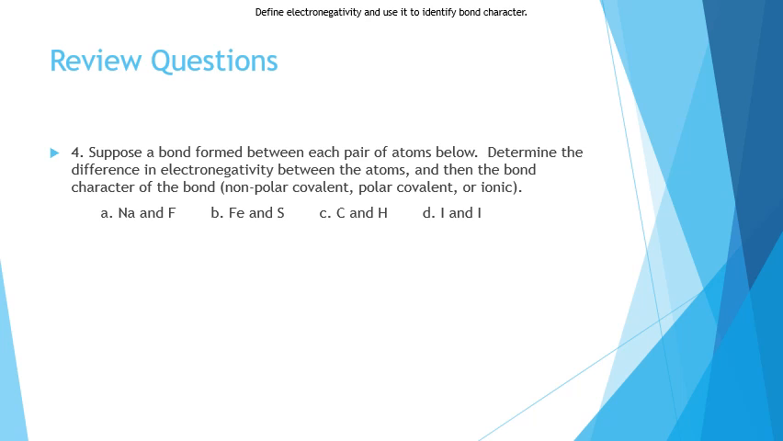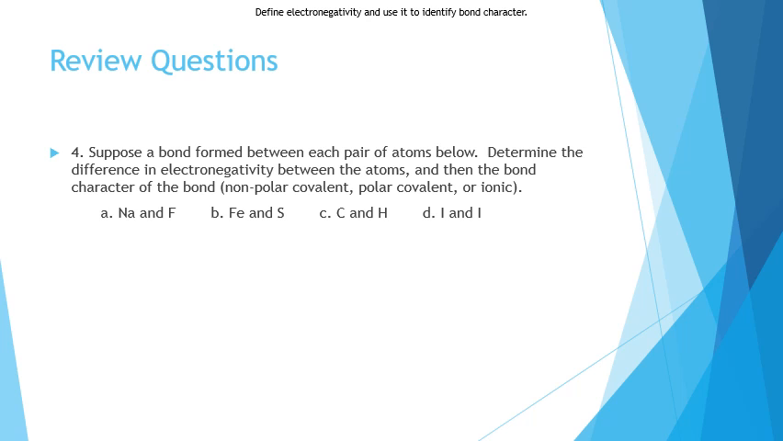Question number 4. Suppose a bond formed between each pair of atoms below. Determine the difference in electronegativity between the atoms and then the bond character of the bond, meaning nonpolar covalent, polar covalent, or ionic. You may need to flip back to the video and look at that table that had those differences in electronegativity values along with the bond character.